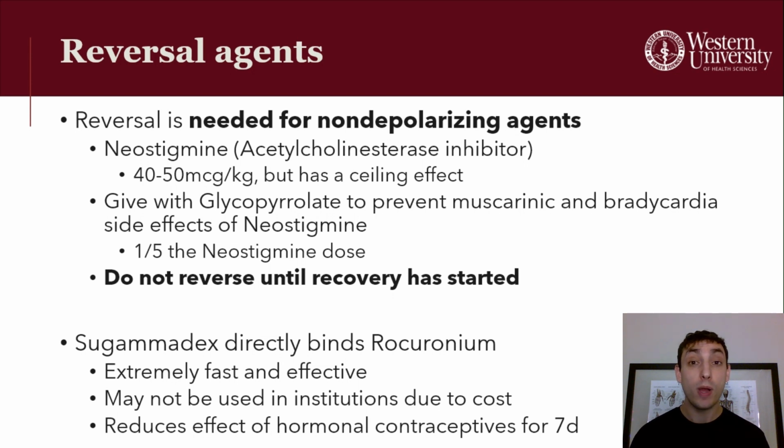What do you do? Well, if you used rocuronium or vecuronium, then you can use sugammadex to reverse. This is a newer medication, and it was designed to directly bind rocuronium. So it works very well and very quickly. It is superior to neostigmine and glycopyrrolate in pretty much every single way, except it's more expensive. So your institution may not use it, or they may not use it unless absolutely necessary.